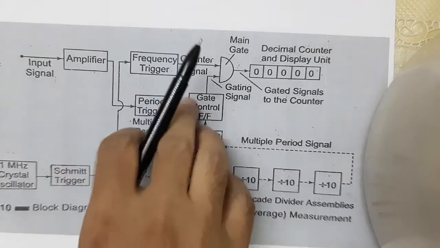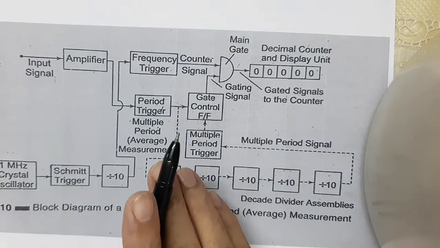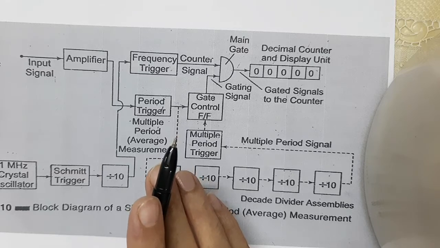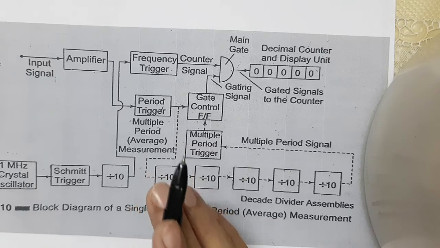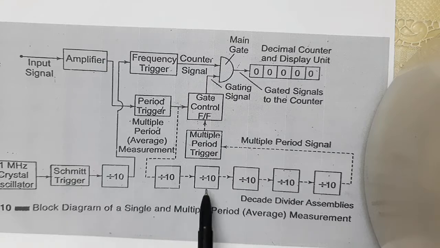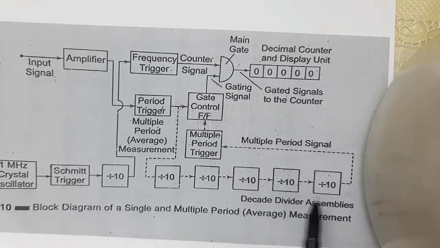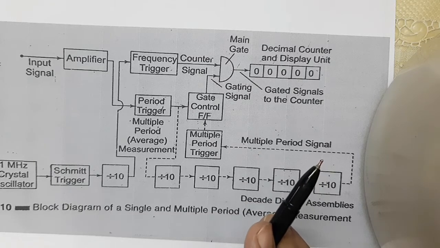Now we discuss this. From the figure, the multiple average mode of operation: in this circuit, 5 more decade dividing assemblies are added. 1, 2, 3, 4 and 5. 5 more decade divider assemblies are added.